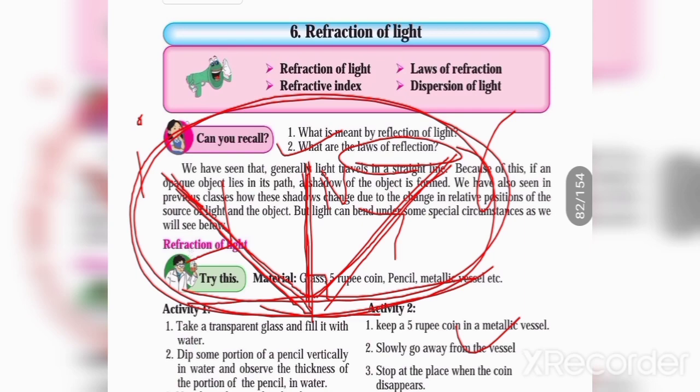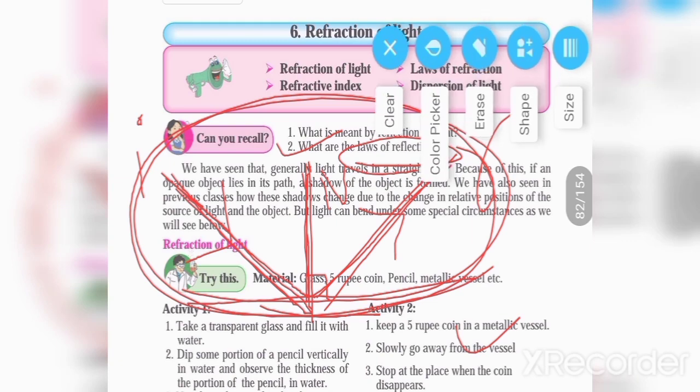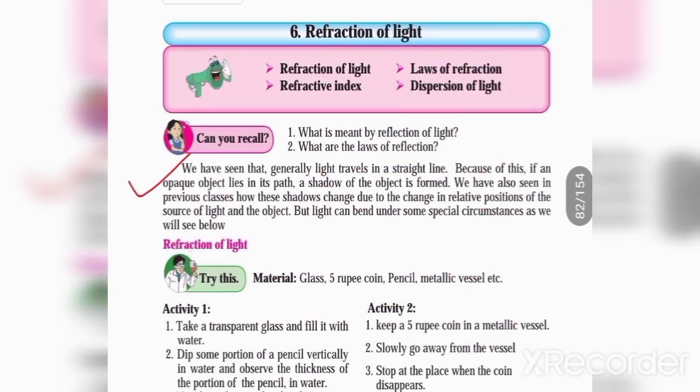Understand everyone the answer to that question? Okay. There is also the next and very important point given here.